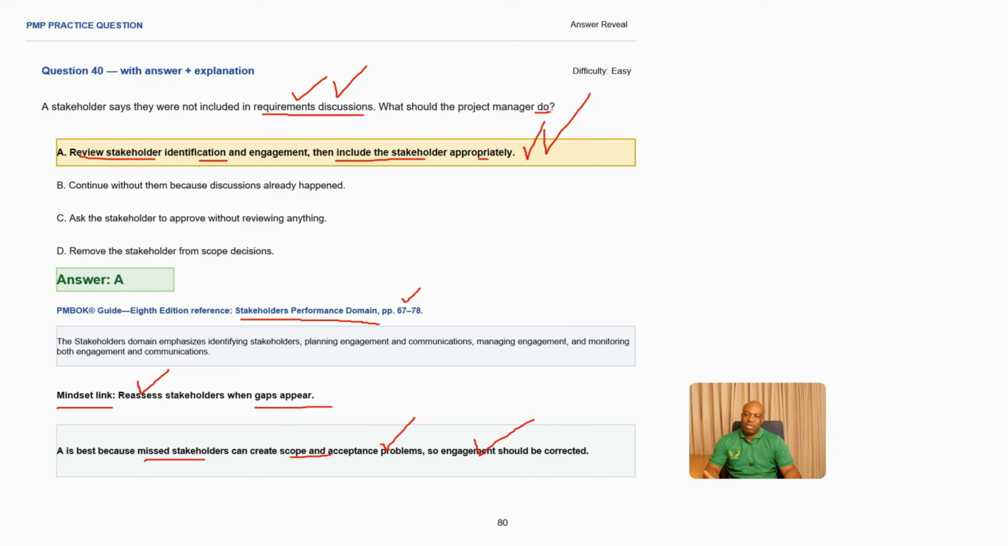If you miss a specific stakeholder, like in this case, they are saying they were not included, which means they were missed in the requirements. It will create problems. So always make sure you engage and you also involve the stakeholders, making A the best answer in this scenario. I know in some cases, you might try to disagree with the answers that I've presented here.